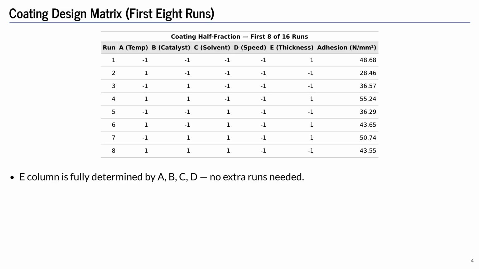The E column was not set independently by the experimenter. It was computed as the product of the A, B, C, and D columns. That is the defining feature of a half fraction. The 5th factor rides on an existing 4-way interaction. We did not add any runs to accommodate it, but we created a permanent link between E and the ABCD interaction, and we must track that link throughout the entire analysis.